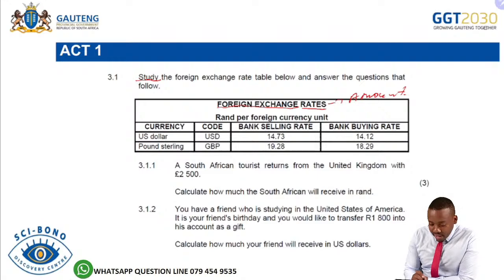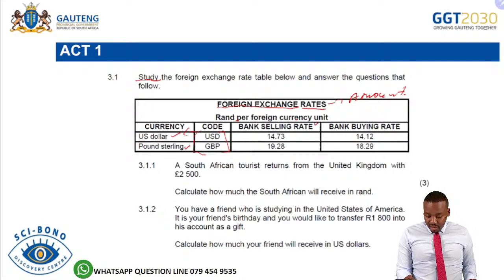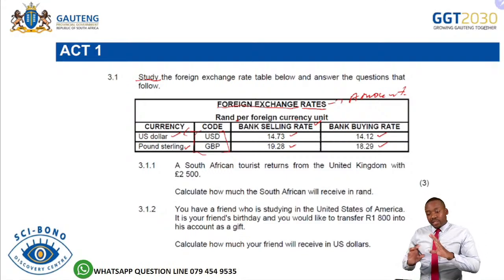Right? What are they comparing here? Rand per foreign currency. There, our currencies are in this block. We have the first one, United States dollar. We have the Great British Pound. Then this side, we've got the 3 currency codes for each currency. Then the middle block, we've got the bank selling rate. BSR it is 14.73. Then GBP it is what? 19.28. Then the last block, we've got the bank buying rate, which is 14.12. And then this side, it is what? 18.29. Right? This is what you have analyzed.